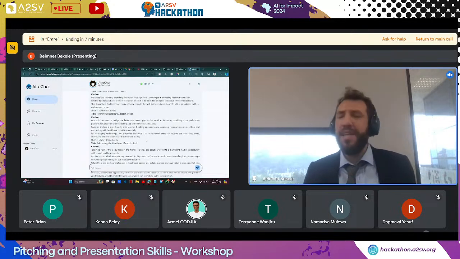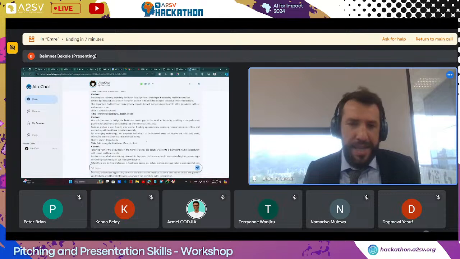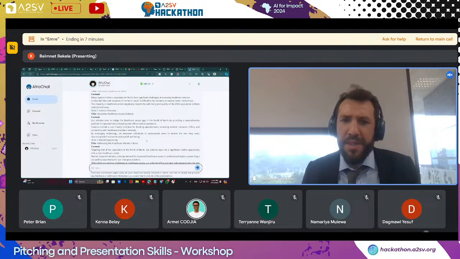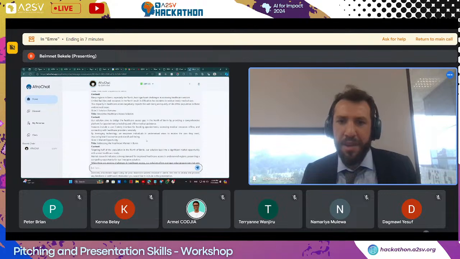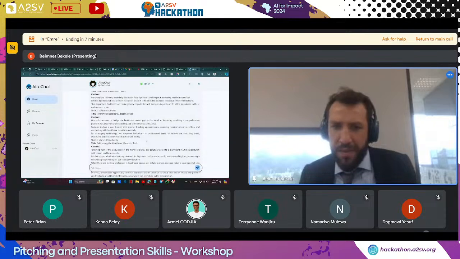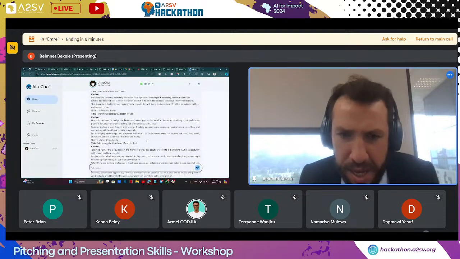So the second slide is about the solution. And the title is Innovative Healthcare Access Solution. Our solution aims to bridge the healthcare access gap in the north of Benin by providing a comprehensive platform for appointment scheduling and offline medical assistance. Features include a user-friendly interface for booking appointments, accessing medical resources offline, and connecting with healthcare providers remotely. By leveraging technology, we empower individuals in underserved areas to receive the care they need, improving health outcomes and well-being.